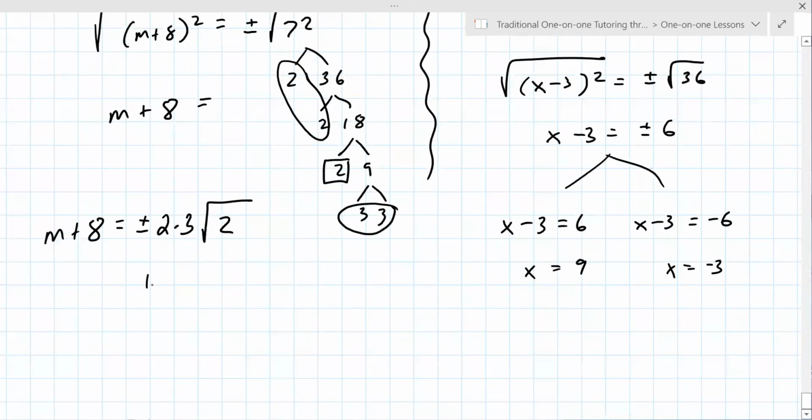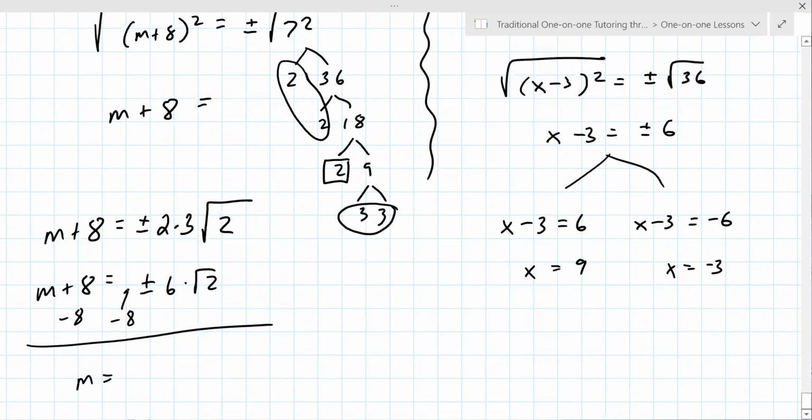So it's plus or minus 6 times the square root of 2. The square root of 2 is not friendly, we don't have anything for it, so we just keep that as is. So you subtract 8 from both sides. Now this is where it's maybe a little bit unfamiliar. You actually put that minus 8 in front. So it's minus 8 plus or minus 6 square root of 2.